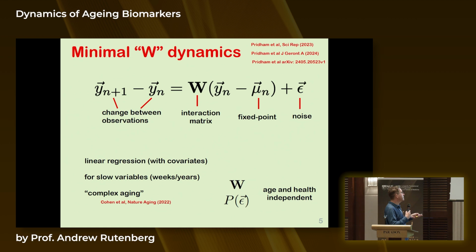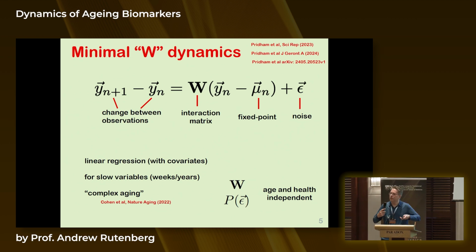So this is the dynamics. We have a noise term, this epsilon. We have a fixed point and an interaction matrix. So changes are driven by different deviations with respect to the fixed point. Interactions are driven through an interaction matrix. From a physics perspective, you could say, well, this is a Taylor expansion. We're taking low order interactions. We have a constant term and a linear term.